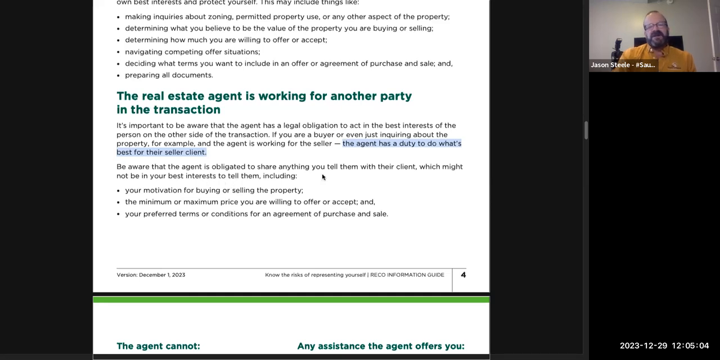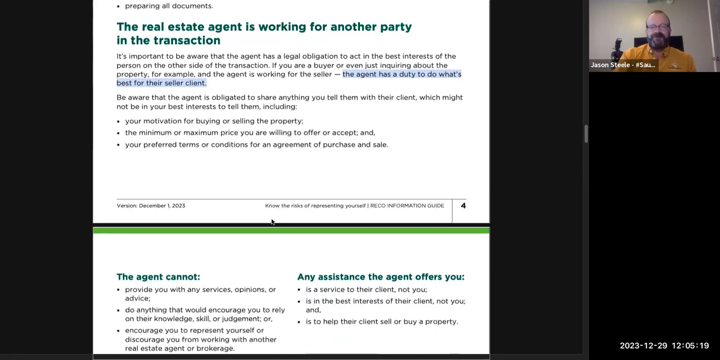The agent is obligated to share anything you tell them with their client, which might not be in your best interest, including your motivation, the minimum or maximum price you're willing to offer or accept, and your preferred terms or conditions for the agreement of purchase and sale.